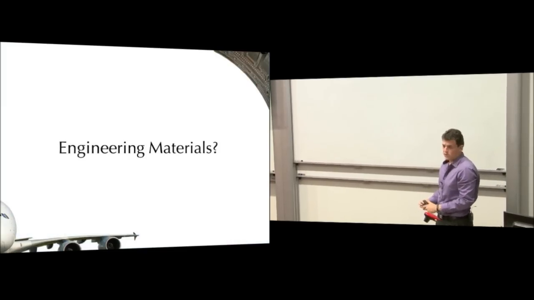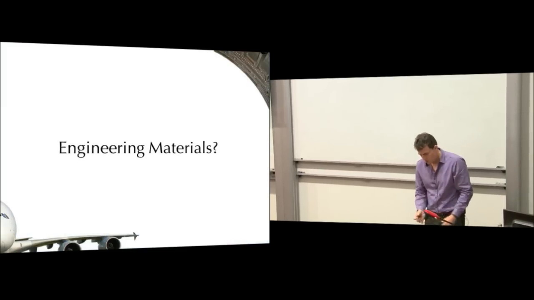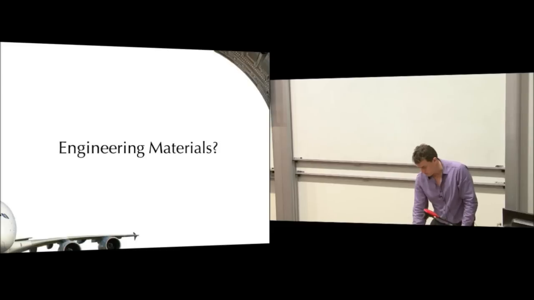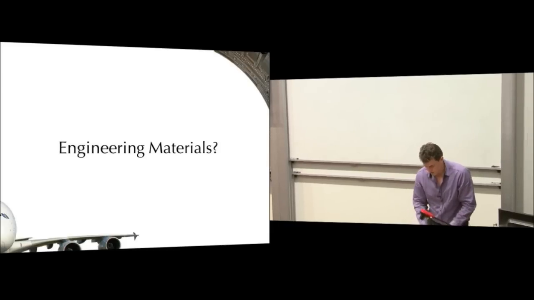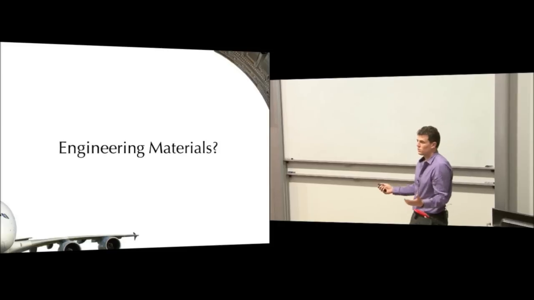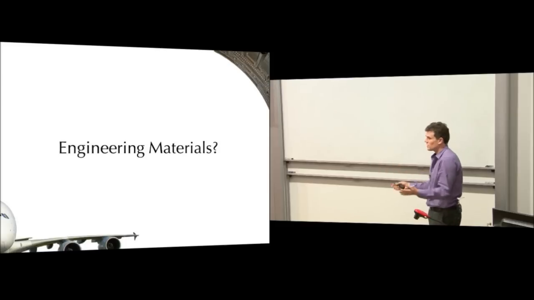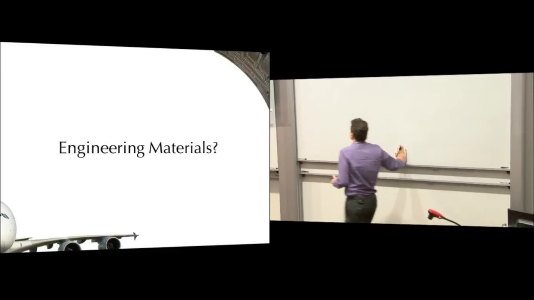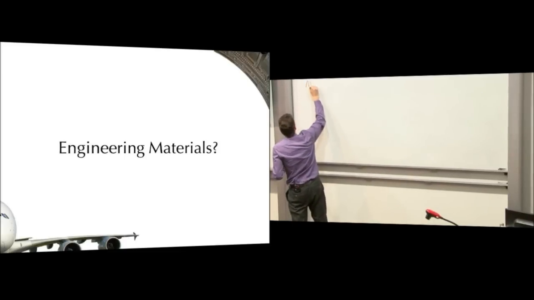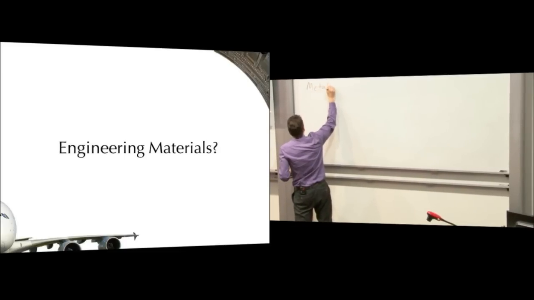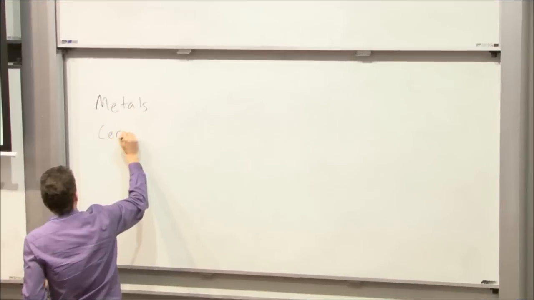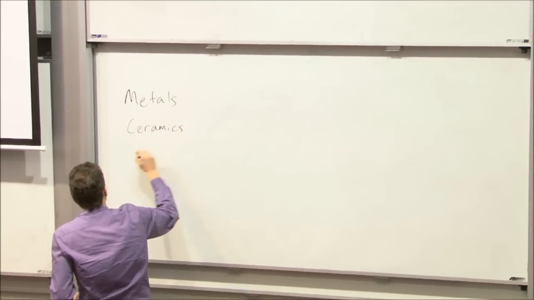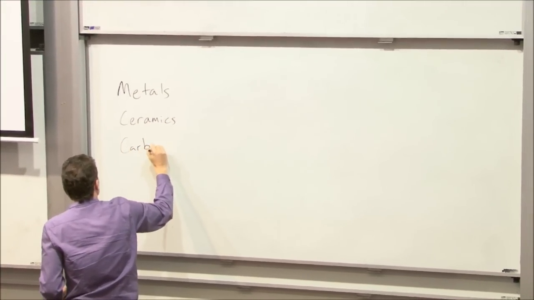Let's talk about engineering materials. So can anyone name any materials or classes of materials that we use in engineering? I mean, you all have walked around and seen engineered things, buildings, cars, aircraft. So metals, okay? Metals, ceramics. I heard carbon fibre in there.